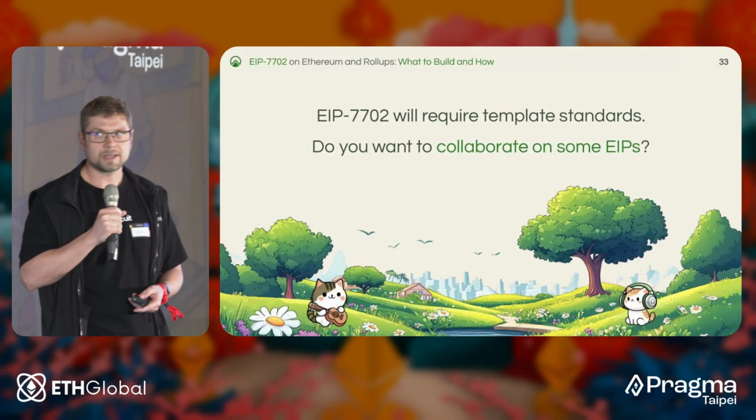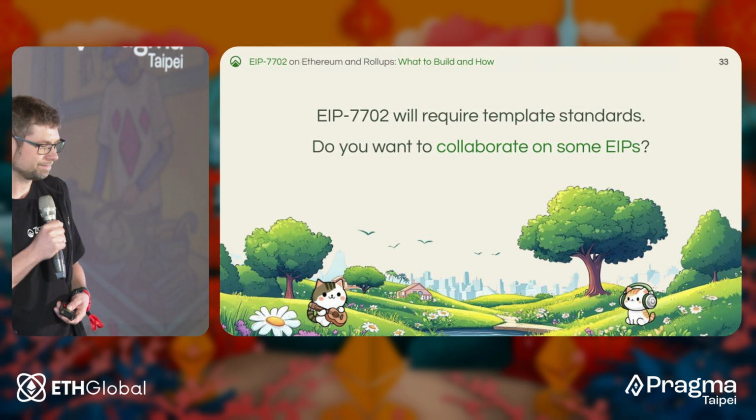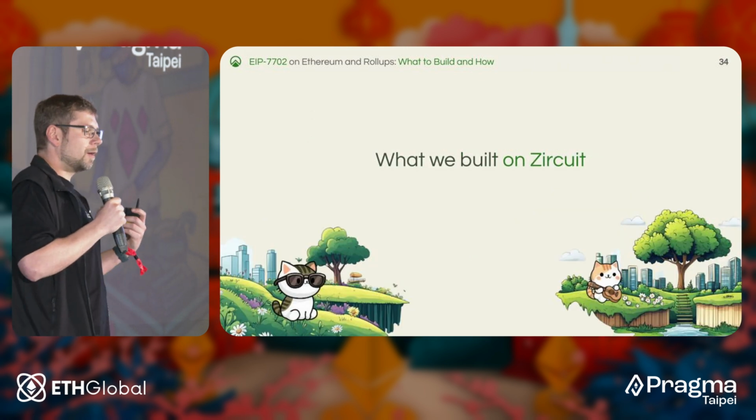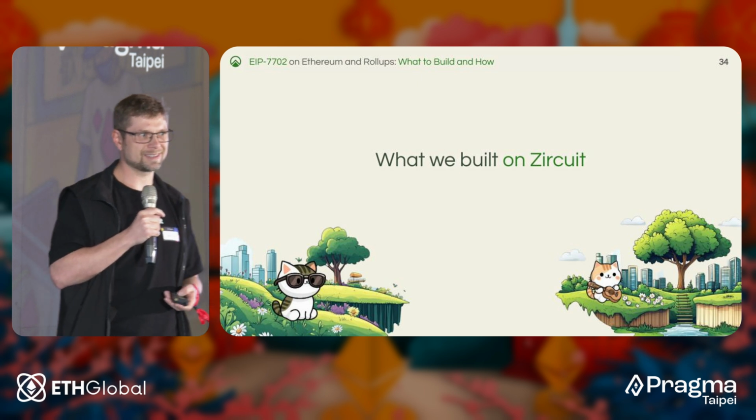So before I move on to the last part of my talk, EIP 7702 is a new standard, and it actually calls for more standards, right? I'm talking about some templates that we will be inviting people to delegate the functionality of their accounts to. You would really, really want this to be standardized. So if you want to work on some standards for EIP 7702 and the templates, hit me up, I'm down.